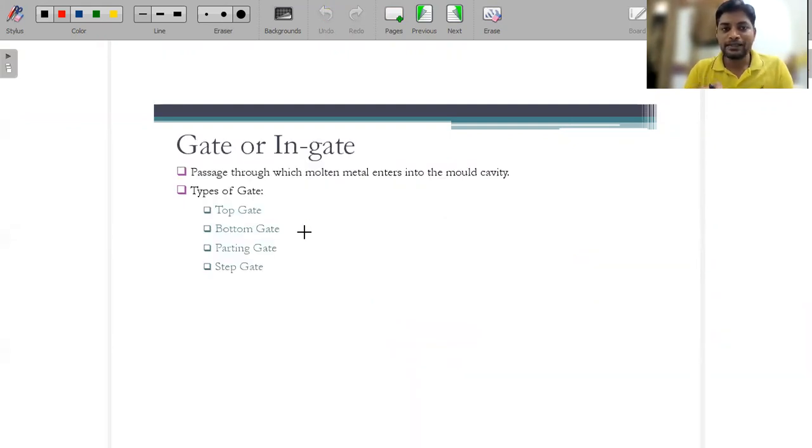Let's move to the gate design. This is very important, guys. The gate is nothing but the passage that carries the molten material from the runner to the mold cavity.